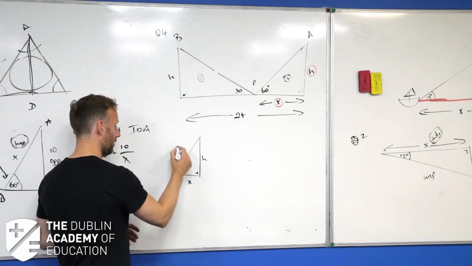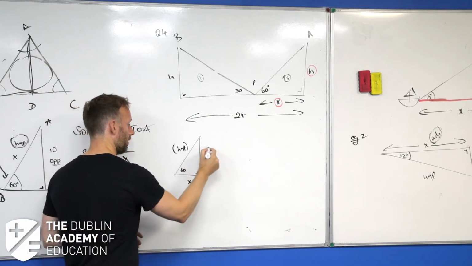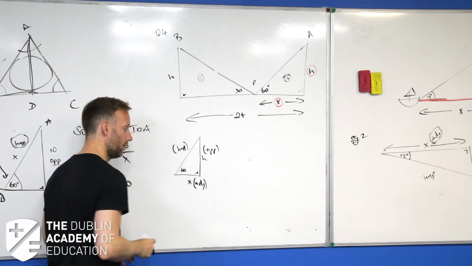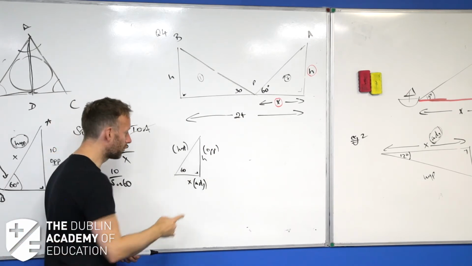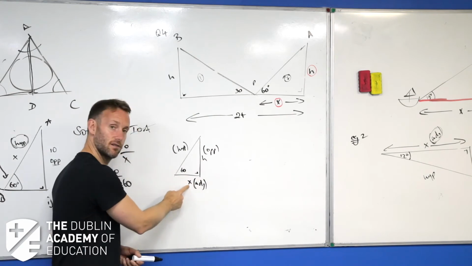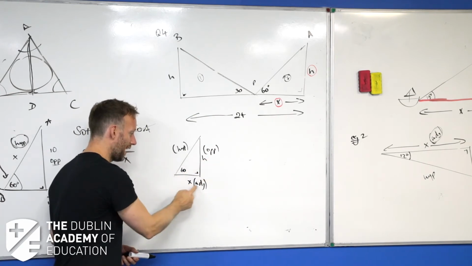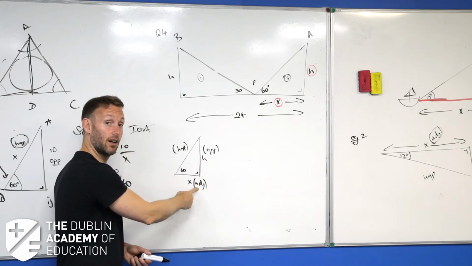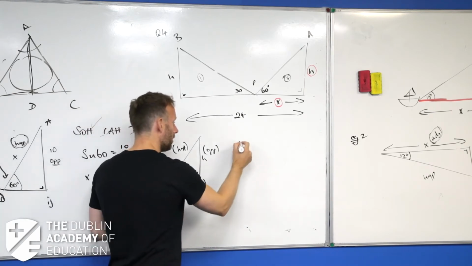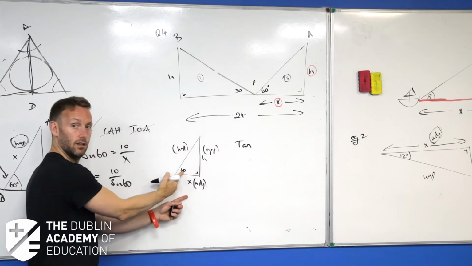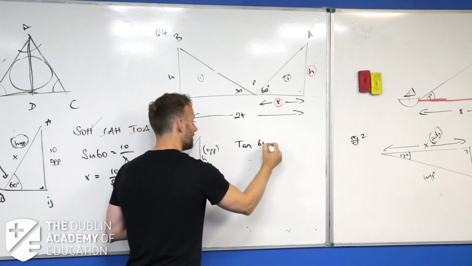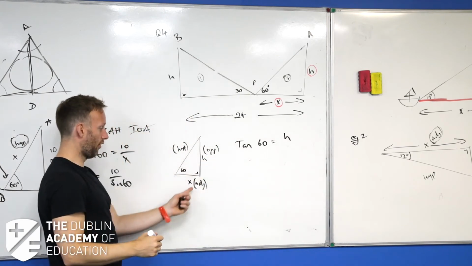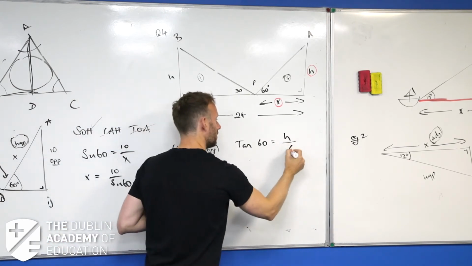We label our sides. Hypotenuse. Opposite. Adjacent. Now what two sides are we dealing with? We're dealing with the h and the x. H is opposite, x is adjacent. What trig function is opposite and adjacent? So, cat toa, it's tan. So the tan of the angle, what's the angle? The angle is clearly 60. Tan 60 is equal to the opposite, which is h, divided by the adjacent, which is x.